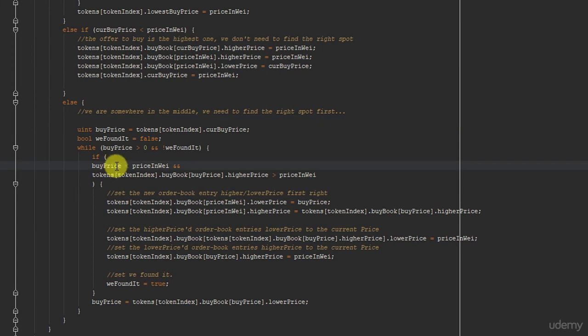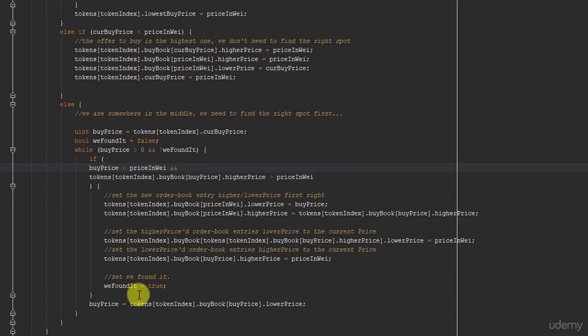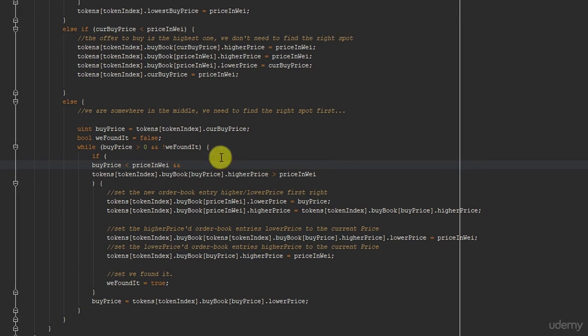If our buy price is lower than the price in way, and the buy price is the current buy price, and the token's current buy price that we set during every iteration of the loop, a higher price is larger than the price in way, then we can set the order book entry's higher price and lower price, right? This sounds very confusing. If you go back to the previous lecture's PowerPoint presentation, then think through how you can add a new buy entry in the center of two different prices. And this is what we're gonna do.